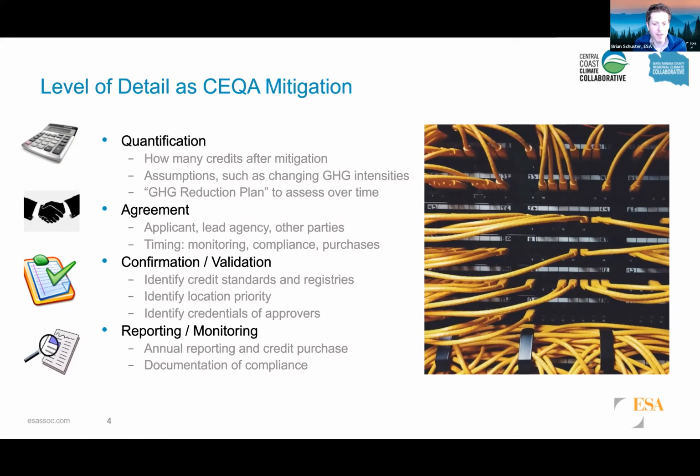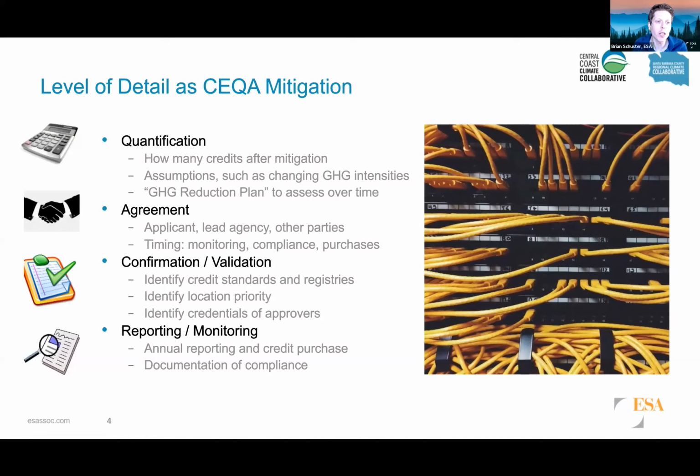Thirdly, confirmation and validation. So what kind of standards are applied, what registries are allowed, what locations are preferred, what are the credentials of the verifiers, all of the nuts and bolts of the objective performance criteria for offsets. A lot of that's contained within the protocols, the registry protocols. So your mitigation measure needs to talk about those.